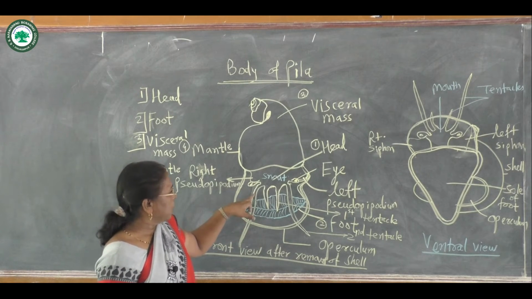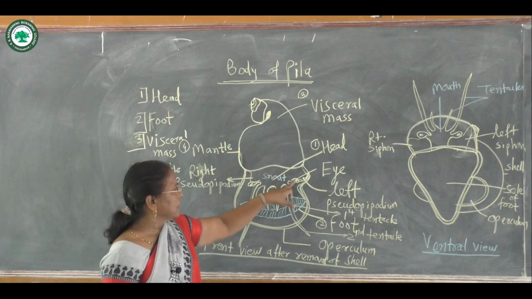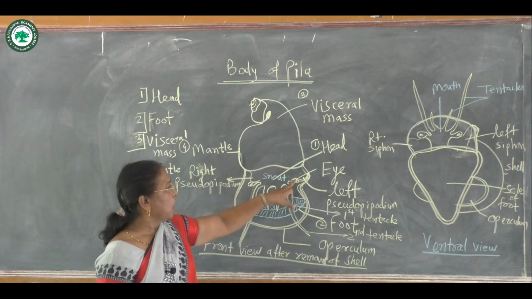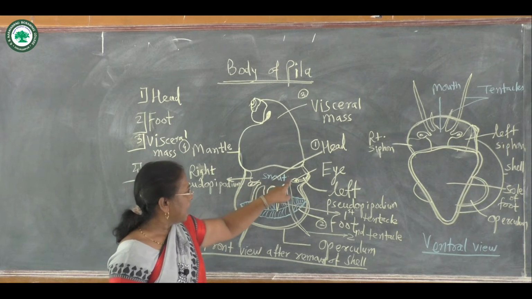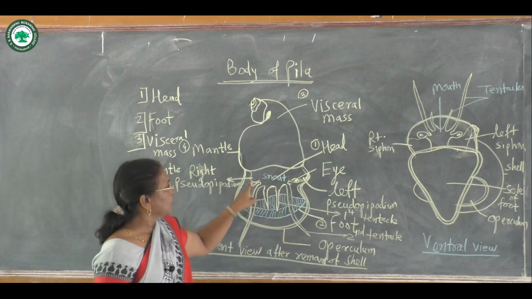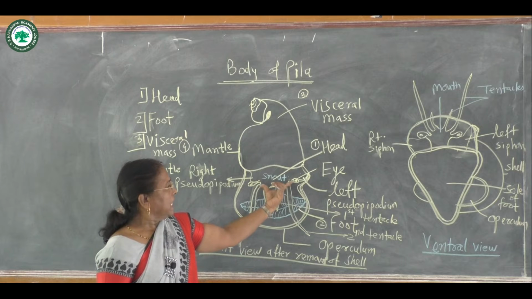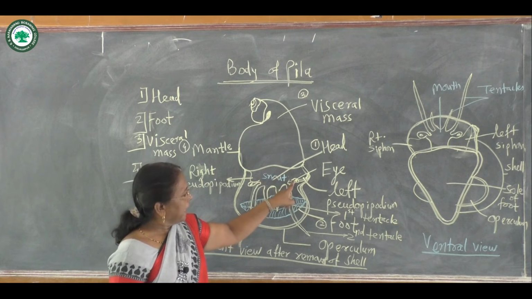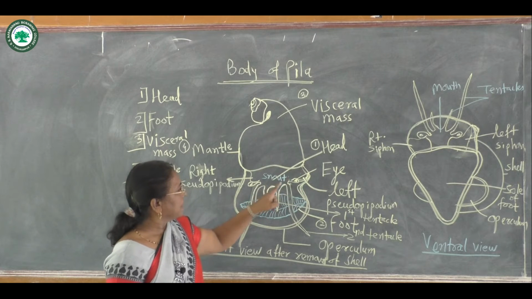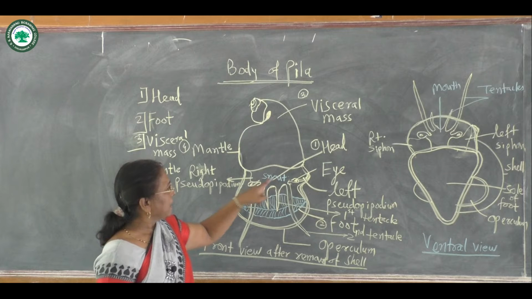On either side of the second pair of tentacles there are stalked cylindrical eyes, or ommatophores. They are stalked and cylindrical, attached to the mantle body wall. These two eyes are located near the siphons. This is the left siphon, this is the right siphon.